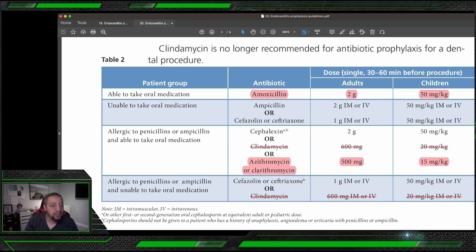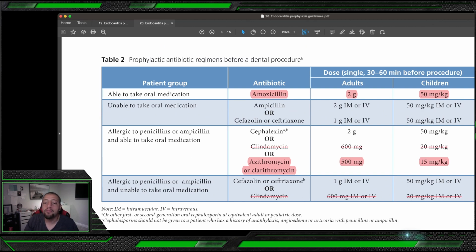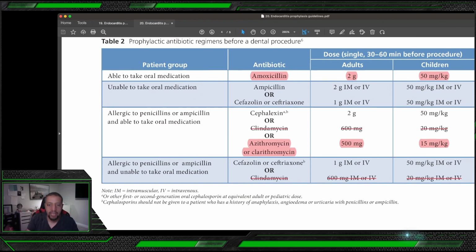If he's allergic to penicillin and unable to take oral medication, you can think about cefazolin or ceftriaxone. Because this patient cannot take oral, you're gonna give him 1 gram IM or IV, or for children, 50 milligram per kilogram IM or IV. So for sure, you're gonna take amoxicillin 30 to 60 minutes before, at the bottom line.